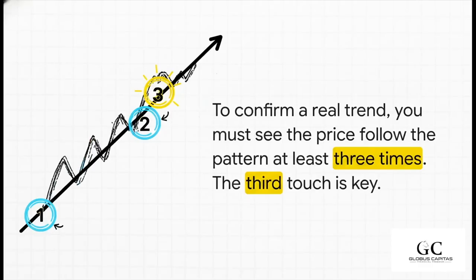Okay, this next part is a really big deal, so listen up. Connecting two points is one thing, but to know you've found a real trend, you need to see the market prove it to you. We're looking for at least three touches of that trend line. That third touch is the magic number.